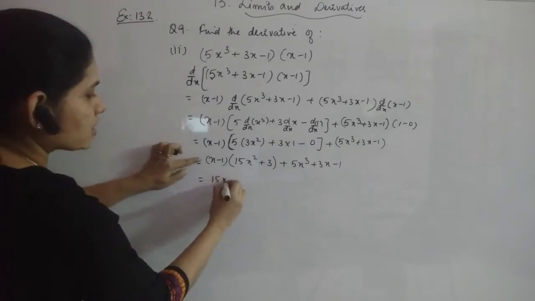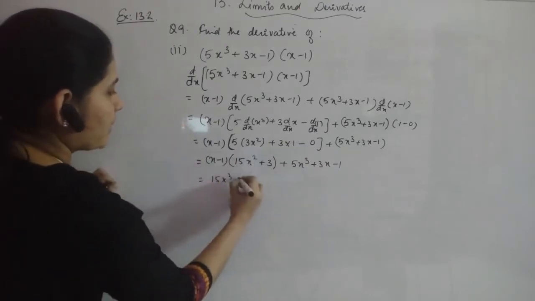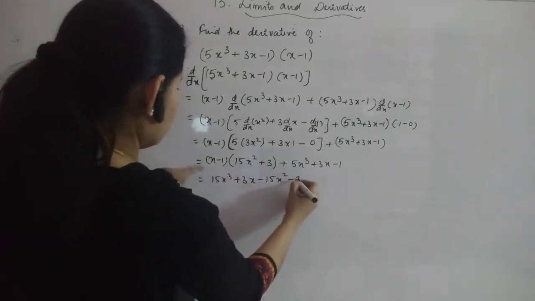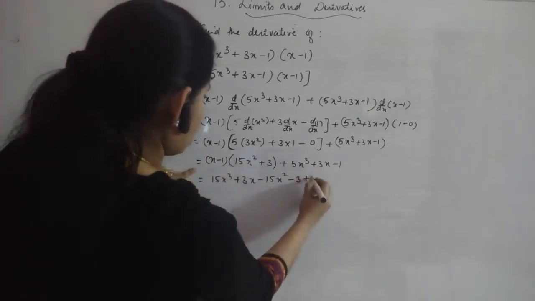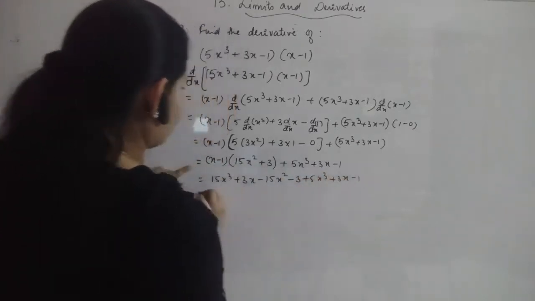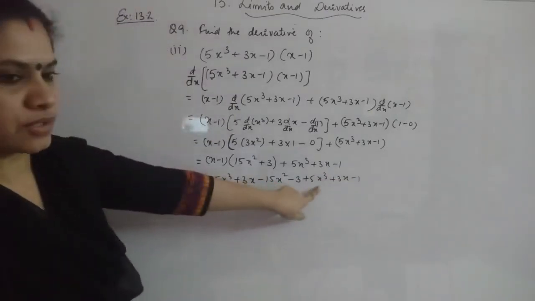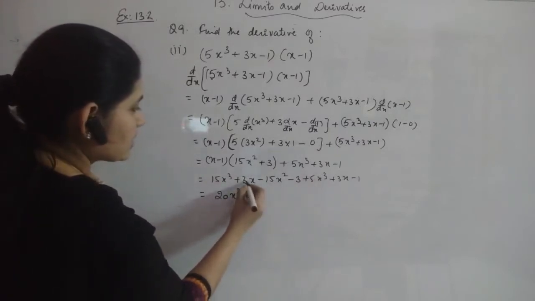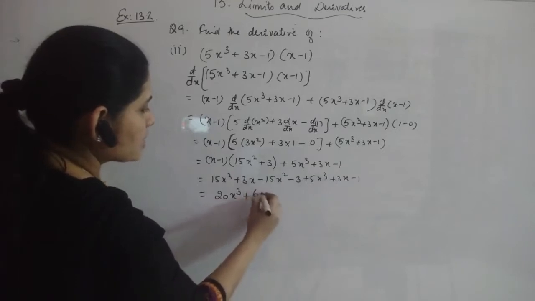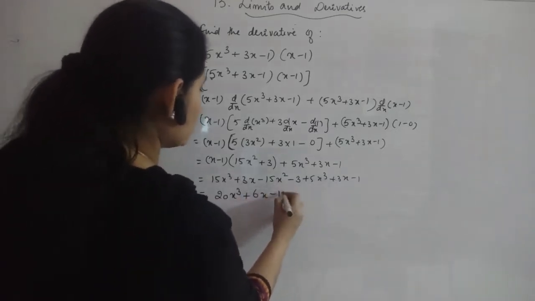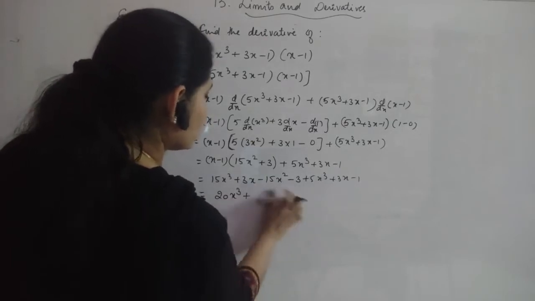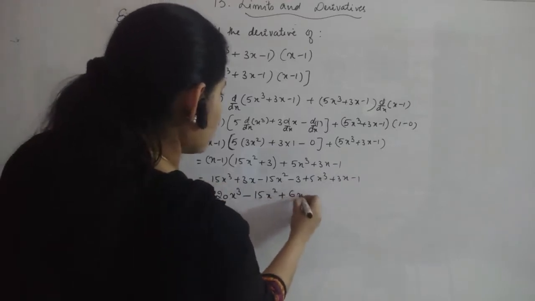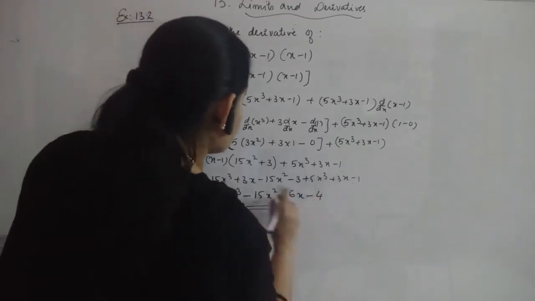Multiplying, you will get 15x cube plus 3x minus 15x square minus 3 plus 5x cube plus 3x minus 1. Right? So you have x cube terms too. You can just sum it up. So you will get 20x cube, and here 3x and 3x will give you 6x. 15x square is there. Okay, I will write first 15x square as the descending order of the power, 15x square plus 6x, and here you have minus 4. So this is your final answer.